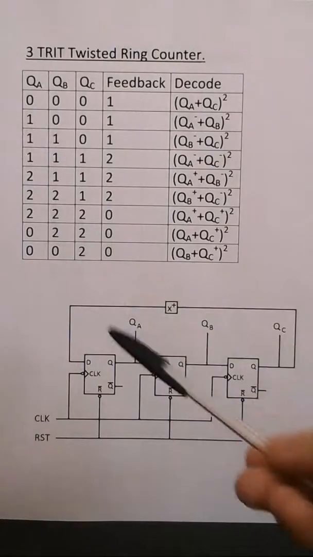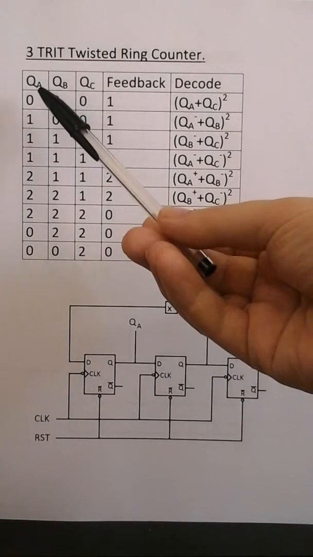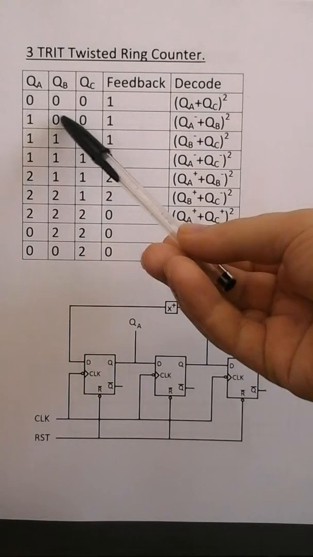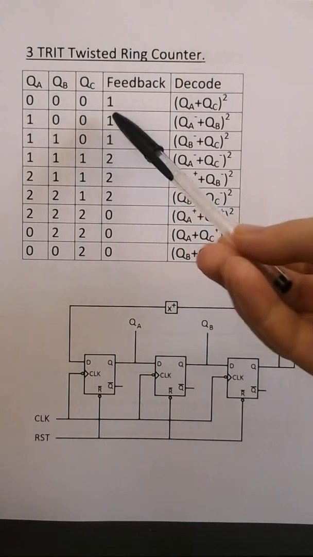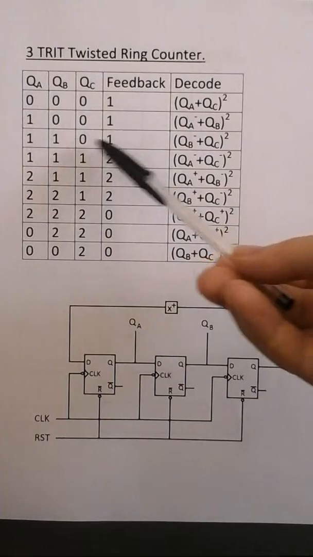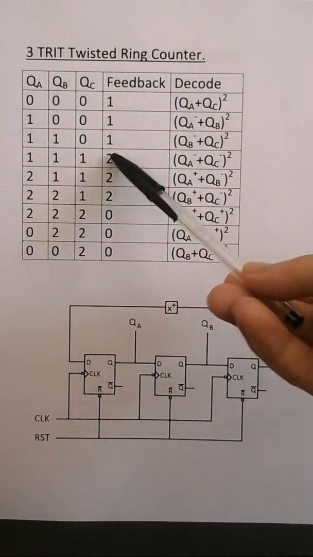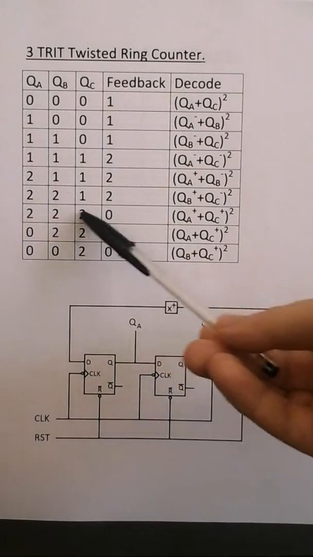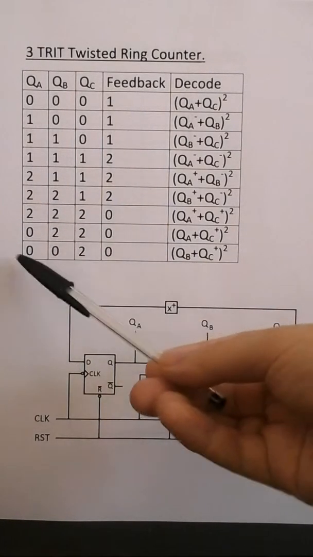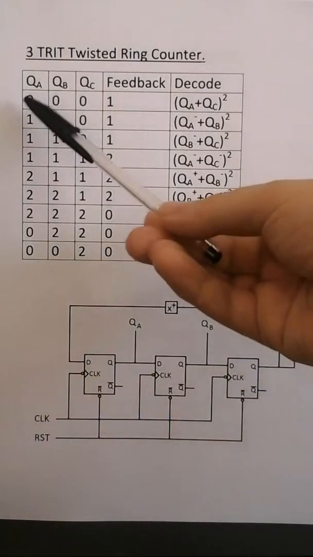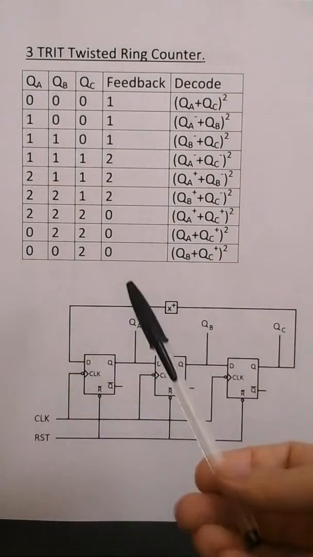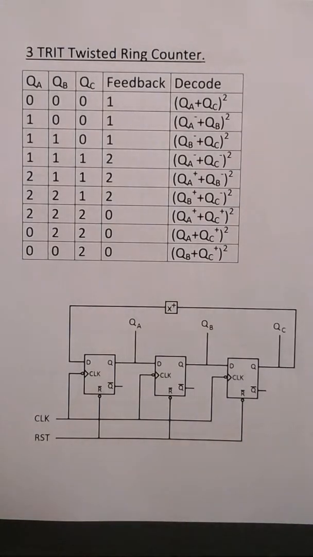So it basically shifts right, so the feedback goes to 1 and the 0, 0 shift, 1, 1, 0, 1 there, 1, 1, 2 there, 2 there, shifts, 0 there, shifts, until you get back to here again. It basically shifts right, all digits shift right.